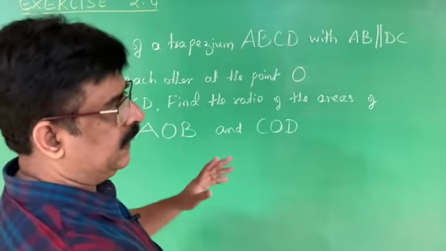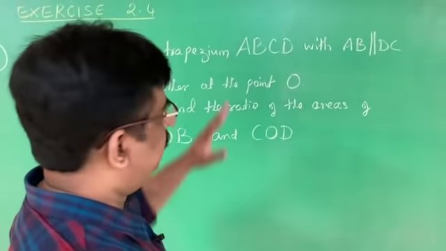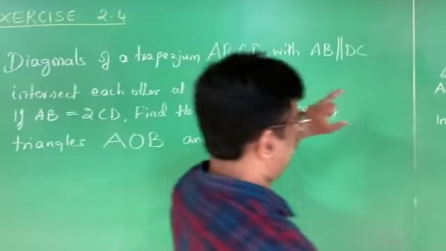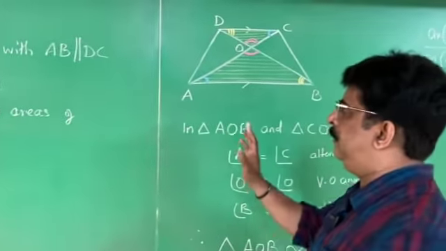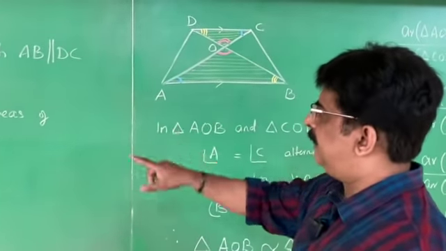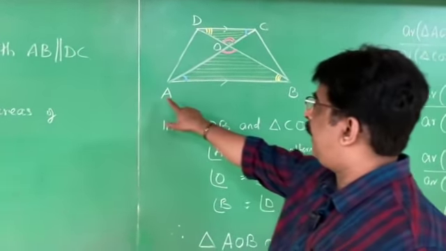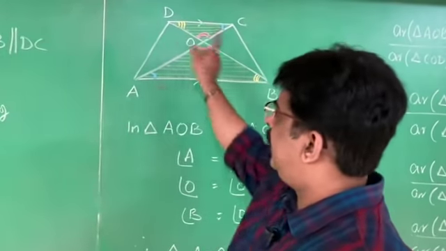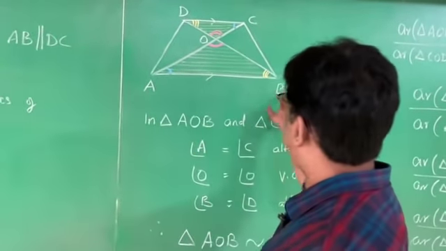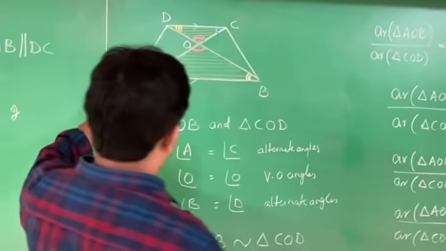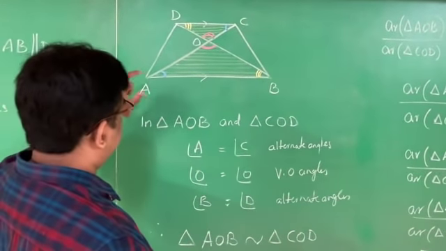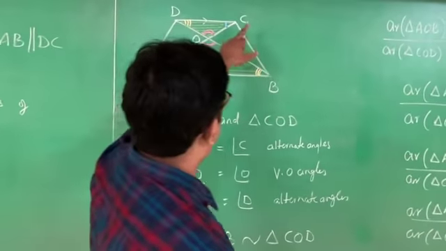The major skill is drawing the diagram. The diagram of trapezium. I have drawn a diagram of trapezium. While naming, you should be very cautious. Why? Because it is given AB is equal to 2CD. Therefore, AB should be longer than the CD. Name it like this, AB, CD. And diagonals intersect at O. We have to find the ratio of the areas of the triangle AOB and triangle COD.